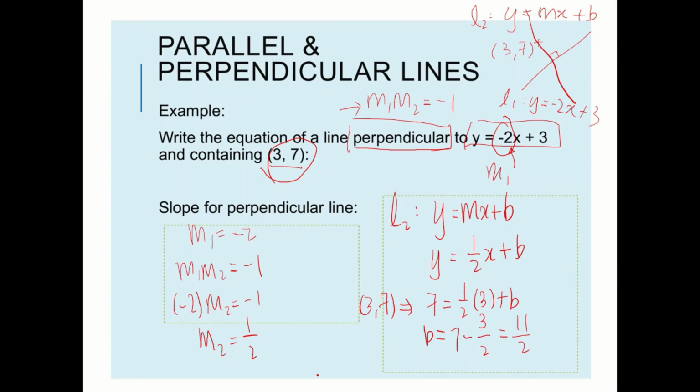So finally, we have the equation y equals 1 over 2x plus 11 over 2. This is the final answer we need.